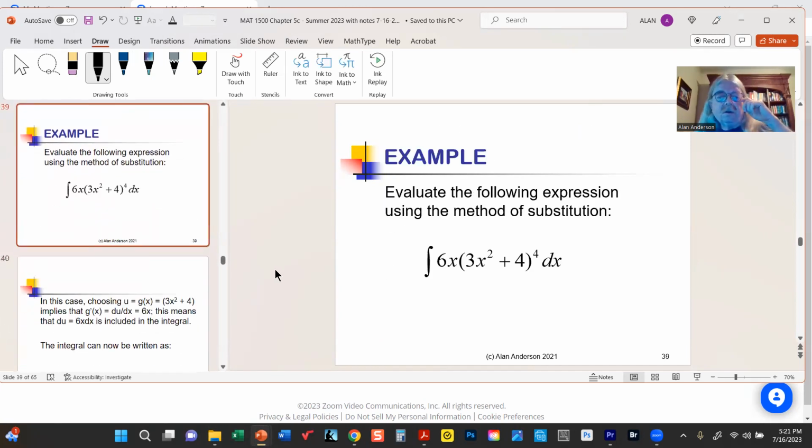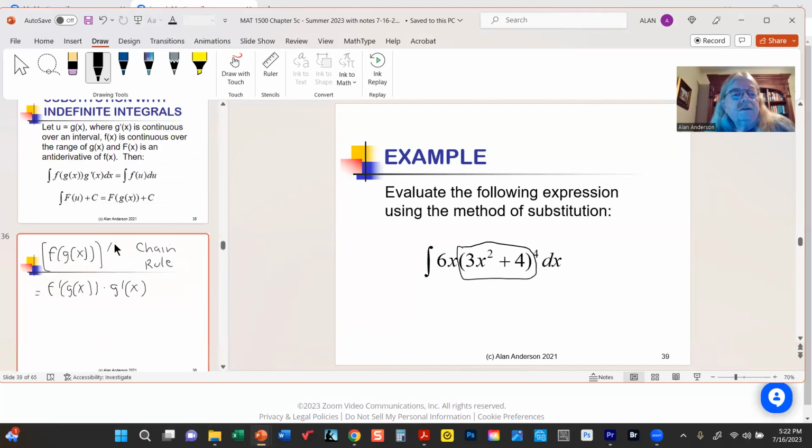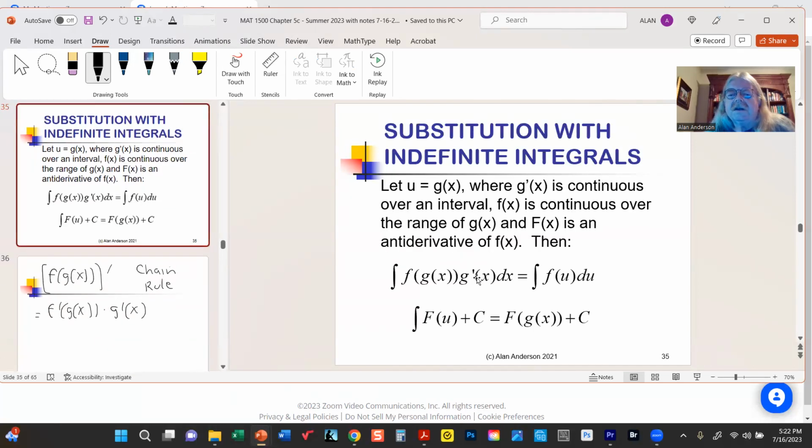Now here you've got what appears to be an unbelievably complicated integral. One thing you could do, of course, is expand this term by raising it to the fourth power, but you would have a huge, huge number of terms. So maybe we should try something different. Okay, so what are we trying to do here? Well, let's go back to this introduction here.